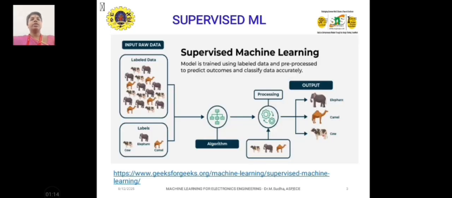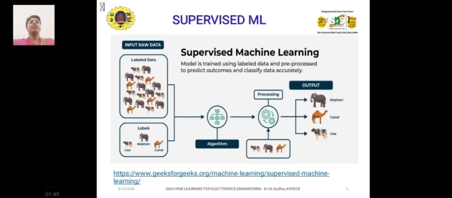From this image we come to understand that we have labeled data: elephant, cow, camel, and the labels we have mentioned here are cow, elephant, and camel. So what will happen is the algorithm will analyze with the help of the labeled data, then process it using machine learning algorithms like classification and regression. After that, the output will be finalized: these are the elephants, these are the camels, and these are the cows. This is how the supervised learning process works.